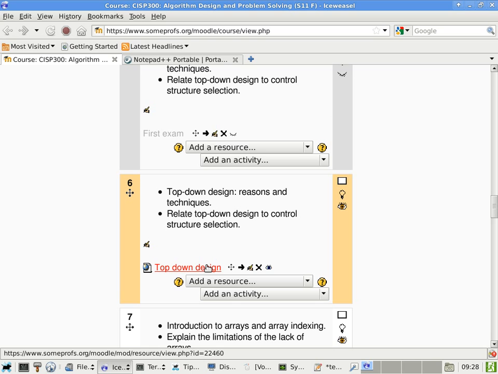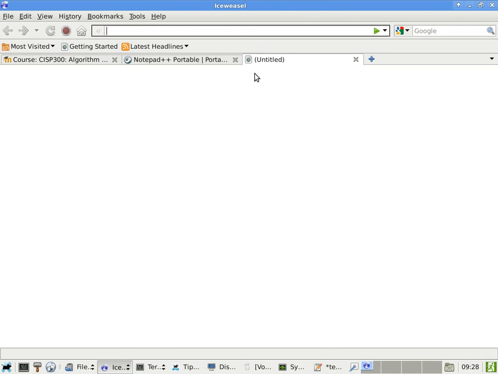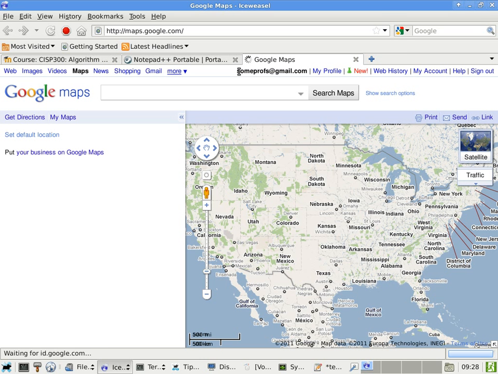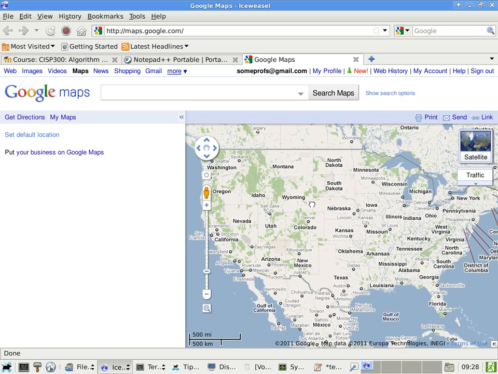Okay, so now we're moving on to top-down design, which is not really as intensive as pre and post conditions. There's not a whole lot of math in this particular module. It just talks about the general approach of top-down design. Why do we need it and what is it? The usual way I start with this is to use maps.google.com as an example, so that people understand the general concept of top-down design.